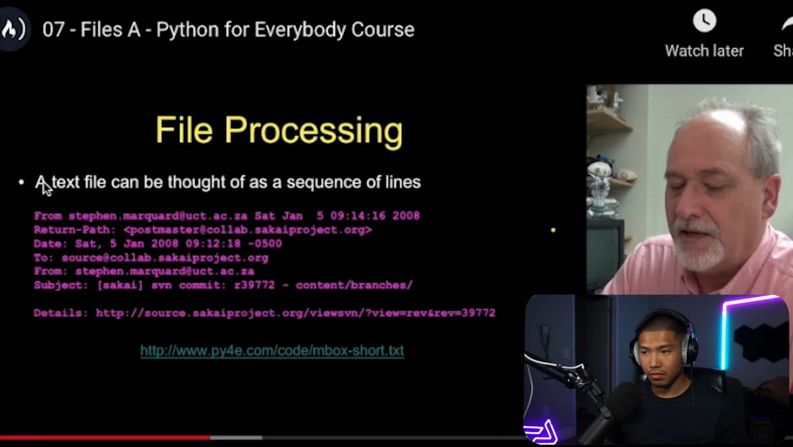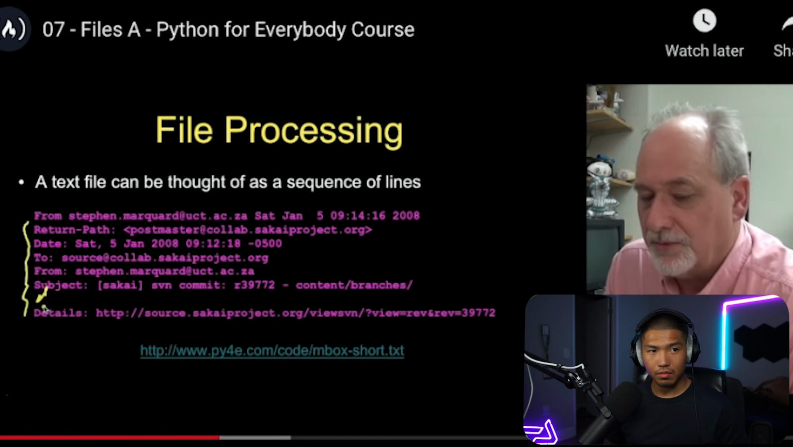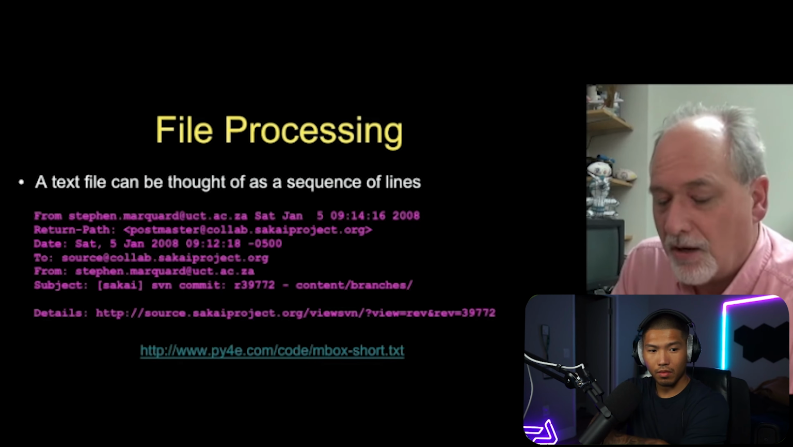And so a file can be thought of as a bunch of lines, 1, 2, 3, 4, 5, 6, 7, blank line here, that's possible. But the reality is that these are actually just lines, and we have a special character called new line that we'll talk about in a second.